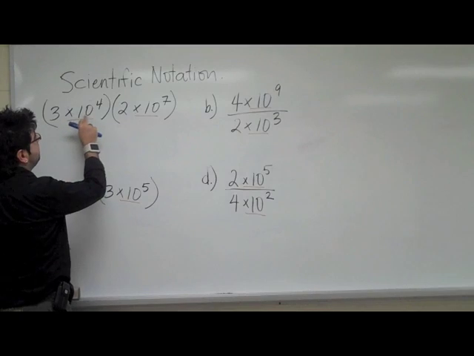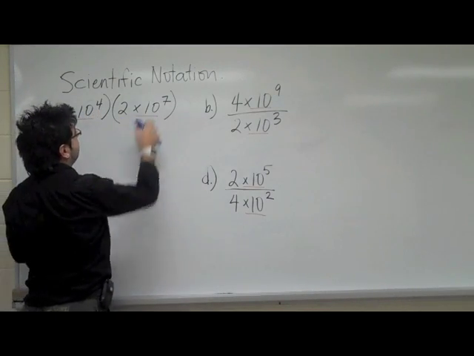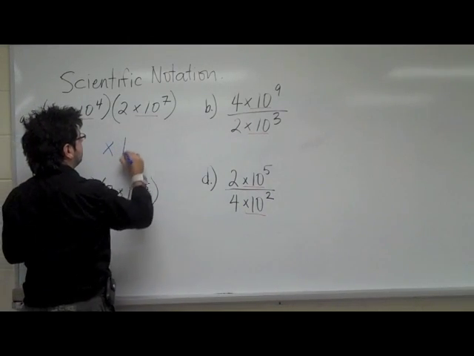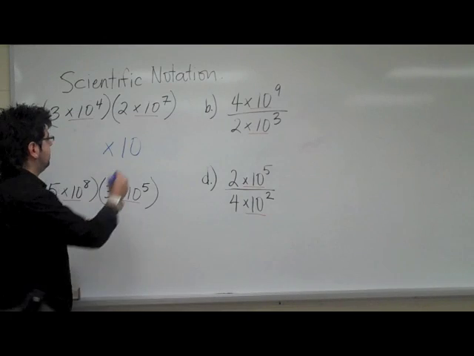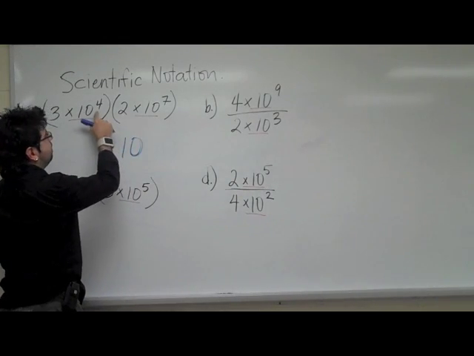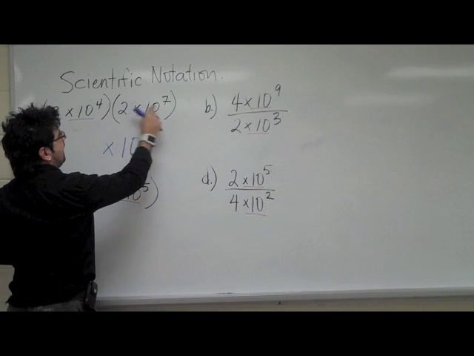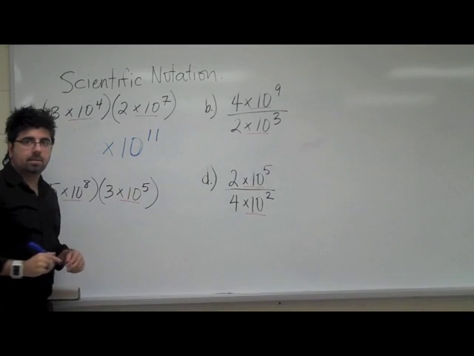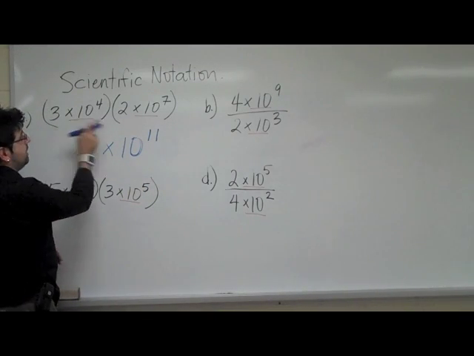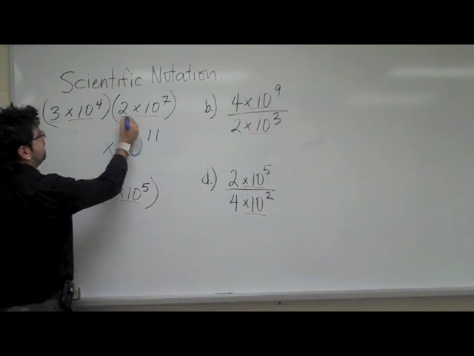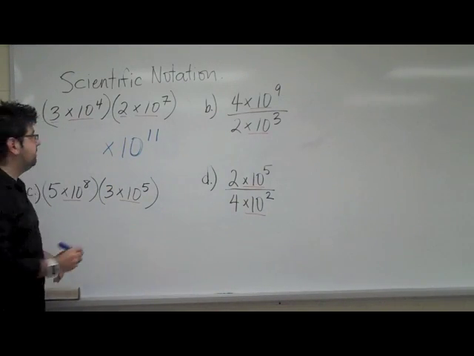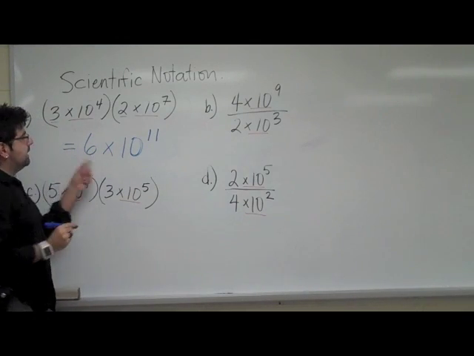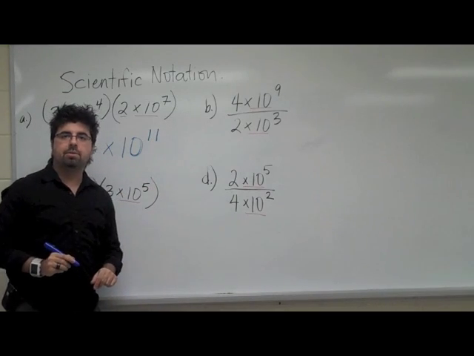We've got here times 10 to the power of 4, times 10 to the power of 7. So the times 10 always remains the same. Times 10. Because we're multiplying these powers, we're going to add the exponents. So 7 plus 4 gives me 11. So we've done that part. Now, the only thing that's left is to multiply the first two numbers. 3 times 2 is 6. And there's your answer. 6 times 10 to the power of 11.